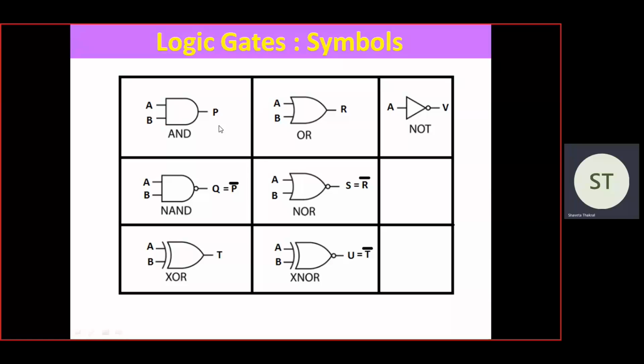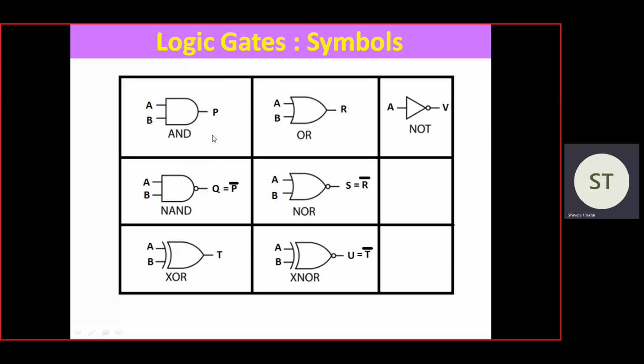So this is the summary of all the symbols of logic gates. This is the AND gate, OR gate, NOT gate. The NAND gate we can see resembles the AND gate followed by a bubble. The NOR gate resembles the OR gate followed by a bubble. And this is the symbol of the XOR gate. The symbol of the XNOR gate is similar to the XOR gate followed by a bubble.